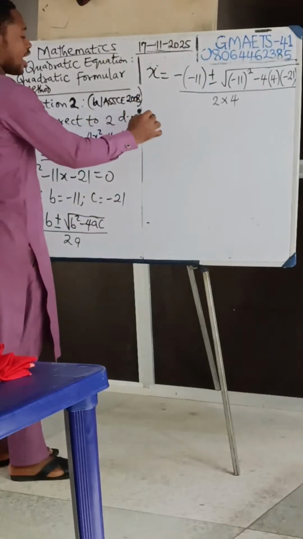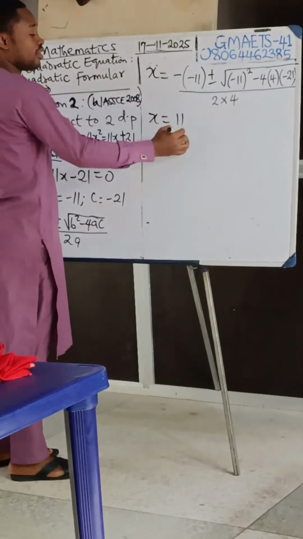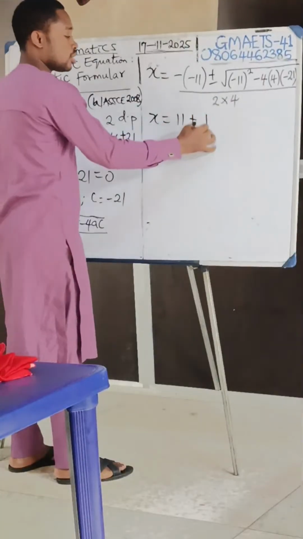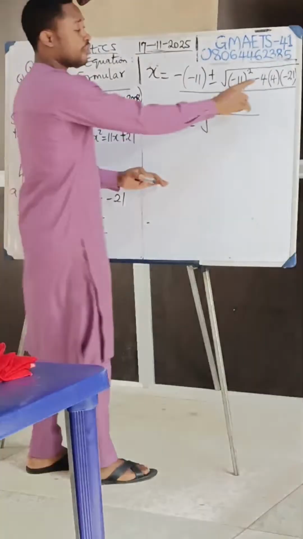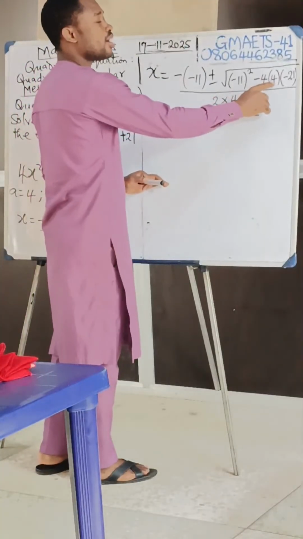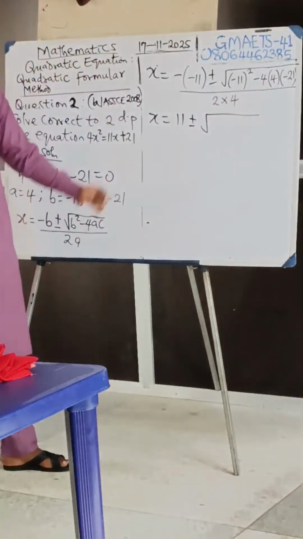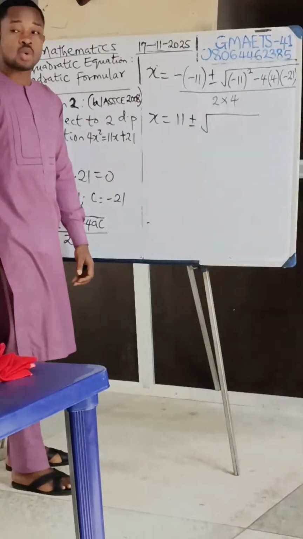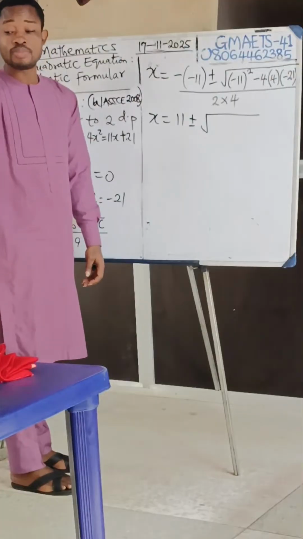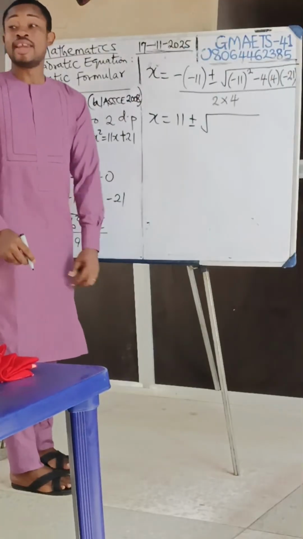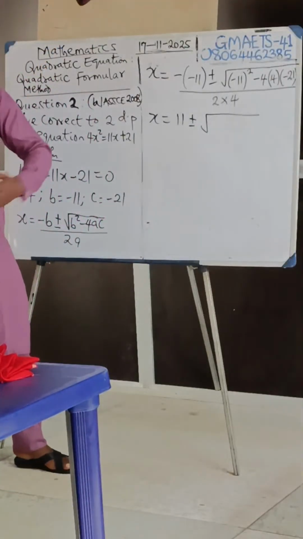X is equal to minus times minus will give us 11, plus or minus square root. Minus 11 squared is 121. Then minus 4 times 4 will give you minus 16. Minus 16 times minus 21. Now I tell you, motivate, drop that calculator. Drop that calculator. Now let's assume an example came to us and you're not allowed to use a calculator.